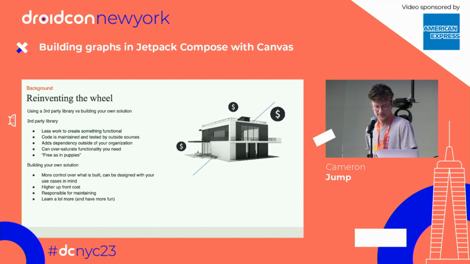Okay, now we're going to go back into the idea of the third-party library versus building your own solution. With a third-party library, it's going to take less work to create something functional. And for better or worse, the code is maintained and tested by outside sources. It's obviously good if it is well maintained and tested, but in our case, it hadn't been updated in about 4 years, so it was no longer being maintained. And that's in the same idea of we had that dependency outside of our organization, and we weren't ready to necessarily start a new relationship with a different dependency.